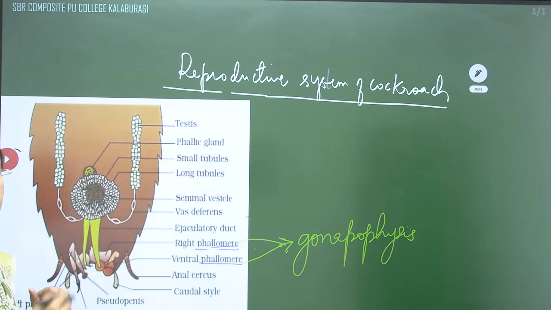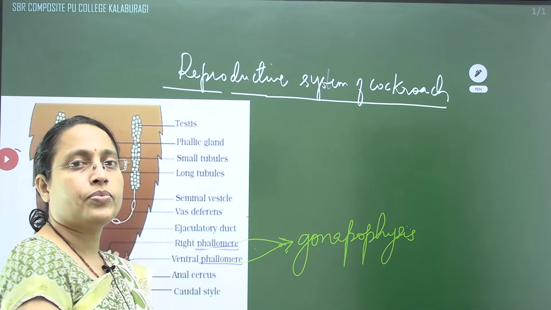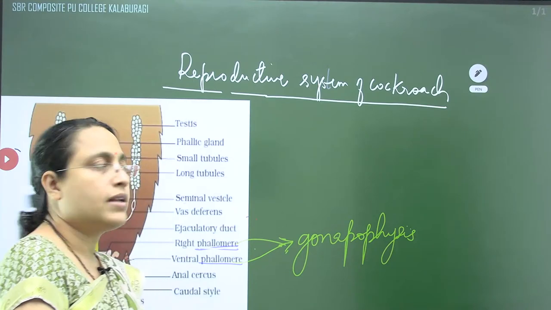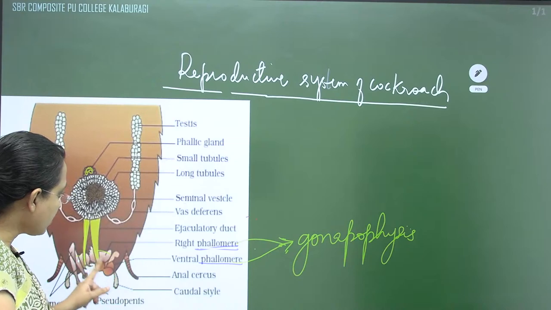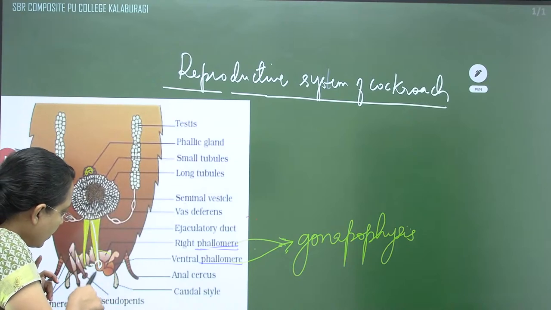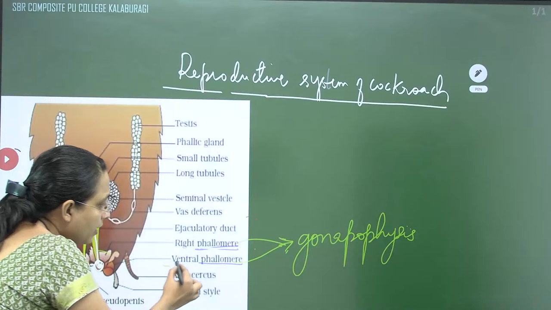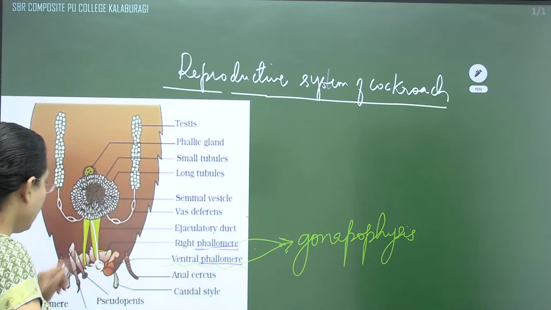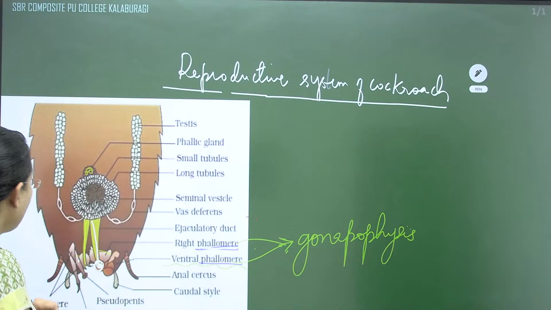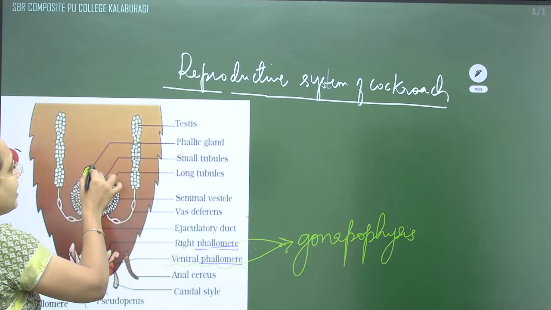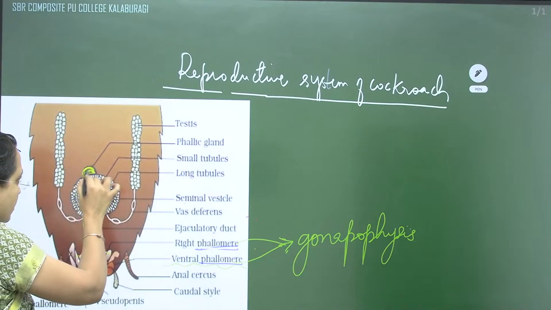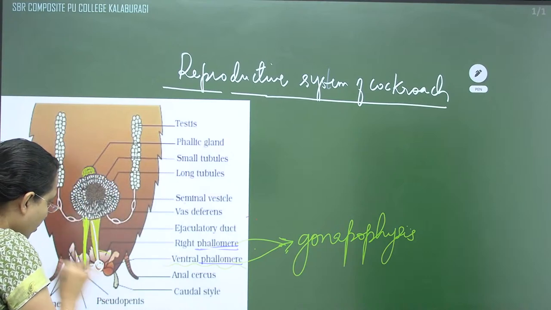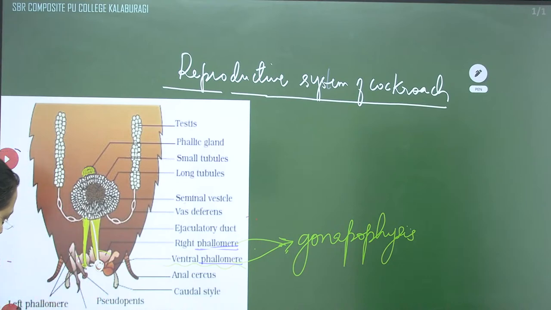It is called the conglobate gland or phallic gland. Now, these irregular structures, the ejaculatory duct, as the name indicates, will open in the ventral phallomere. Then there is one gland called the phallic gland here. Behind it, it will continue as an elongated sac-like structure. From here, it will open in the left phallomere.